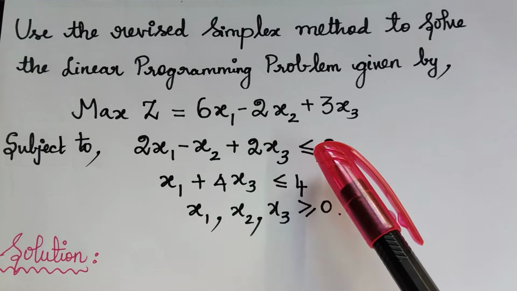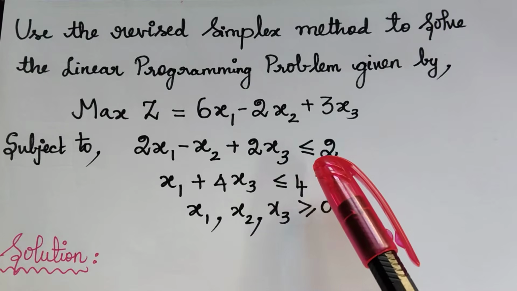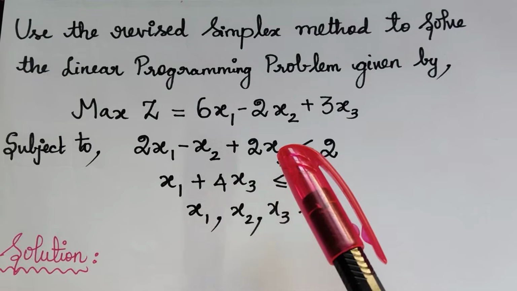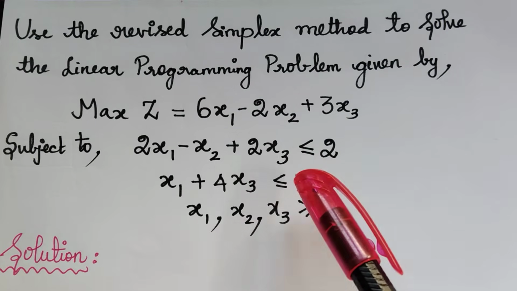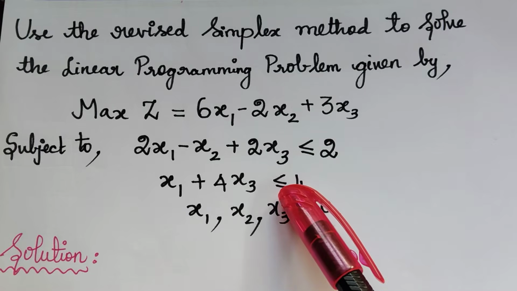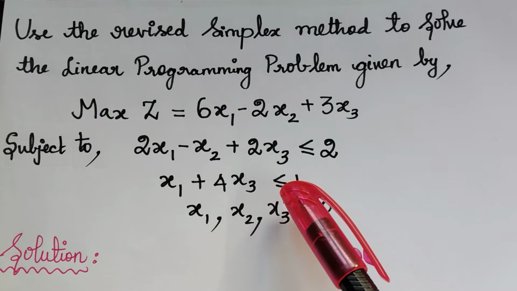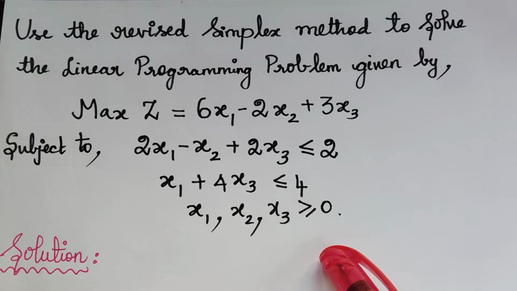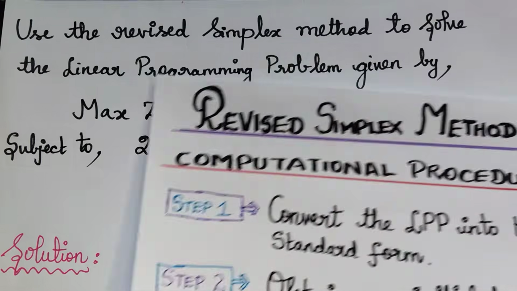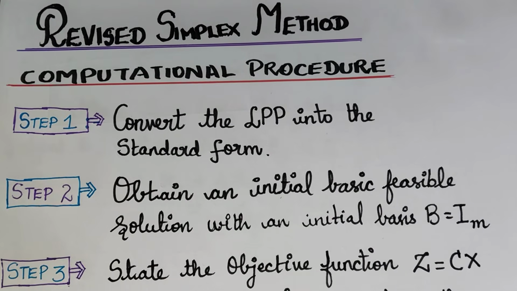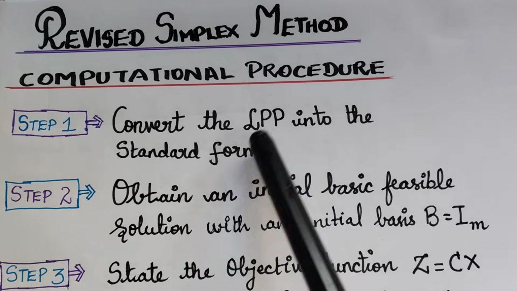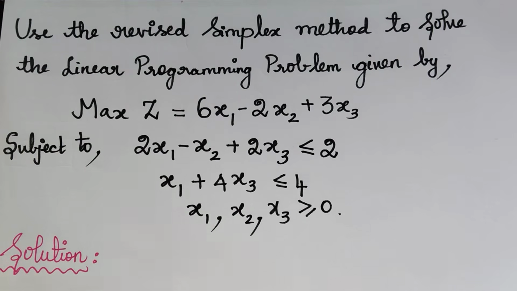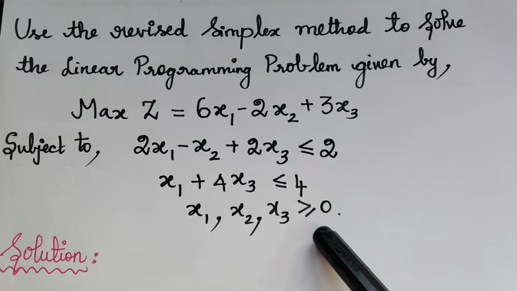Whenever you have constraints greater than or equal to, you will have to subtract surplus variables and add artificial variables. We will see such problems in our future videos. As of now, since both the constraints are less than or equal to, we have to add slack variables in order to convert the given LPP into standard form. So that is the first step. The first step is to convert the LPP into the standard form. So we shall convert the given LPP to the standard form.